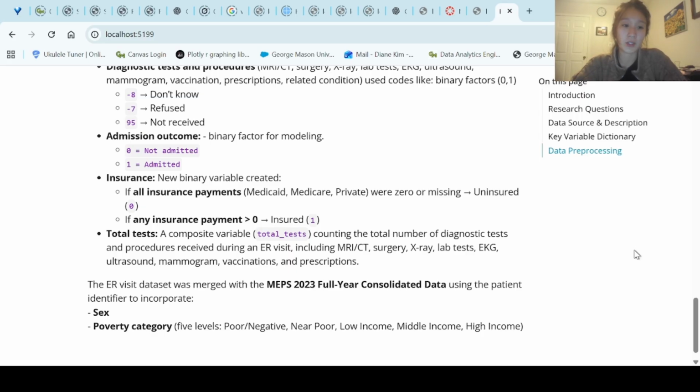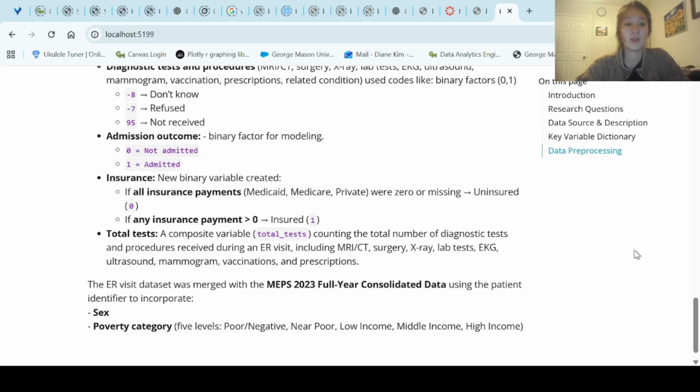I also created a new variable, insurance. So if there were any insurance payments over 0 to either Medicaid, Medicare, or private insurances, if the payments were over 0, then I classified them as being insured. If they were 0 or missing, I classified them as 0, having no insurance.